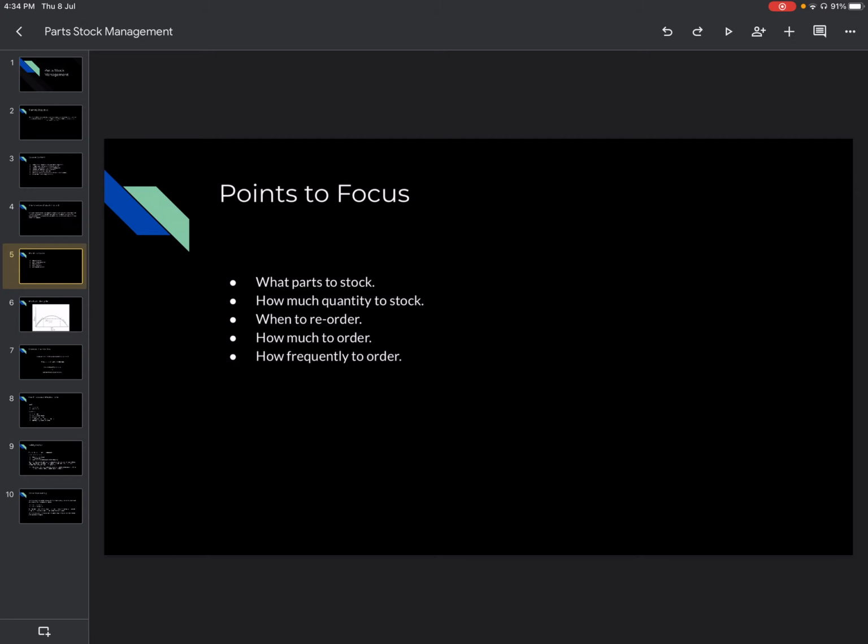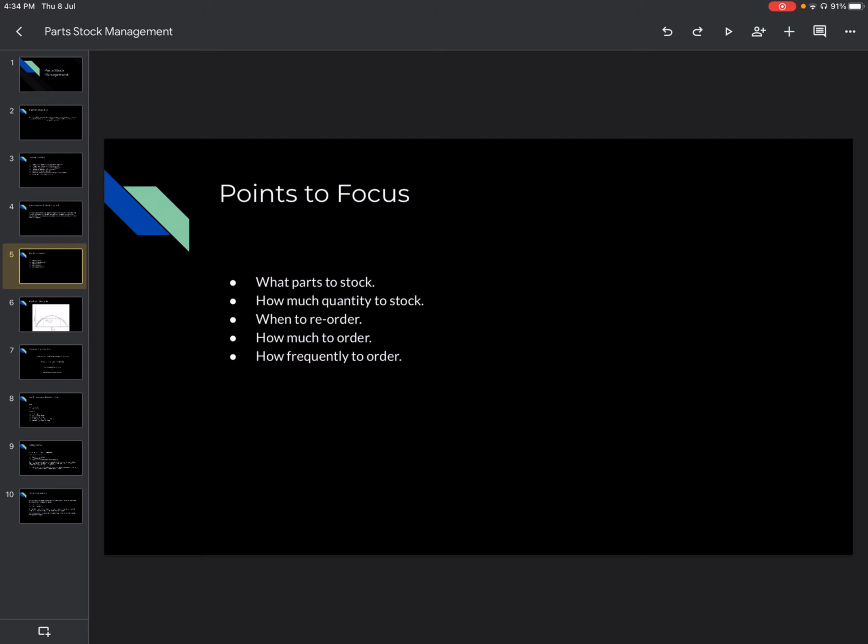How much quantity to stock? We need to have a quantity number, and we need to calculate this quantity. This quantity acts as a safety factor so that the part won't become obsolete. Obsolete means the spare part has finished its life cycle. There is no sale for that part, there is no movement, there is no demand for that part.